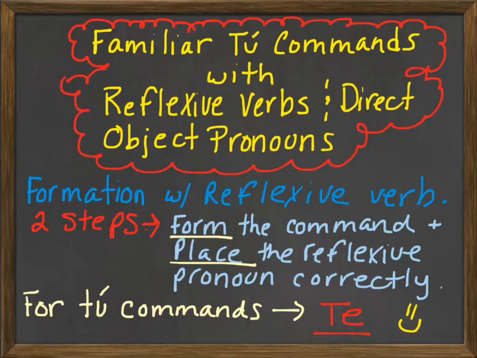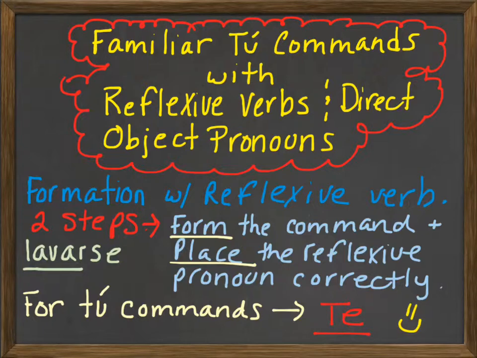So if you're looking at lavarse, write that here. Go ahead and deal with this part of the verb first, just your AR normal infinitive part, and go ahead and put that in the usted form of the present tense, because that's how you form your affirmative tú command. So you'll get lava. Okay, so that's your first step. You form the command, and that would be lava.